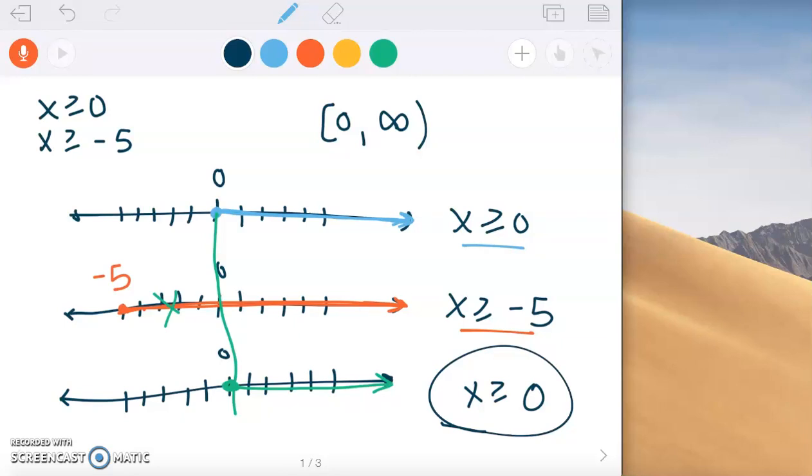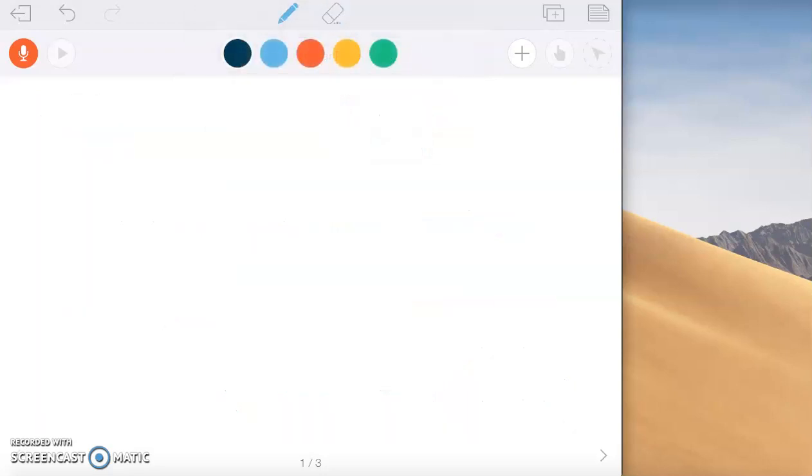So please be very careful with your brackets and parentheses. All right, we're going to go through one more example. This one is x is greater than or equal to 4, and x is less than or equal to -6. Right off the bat, I don't think they're going to intersect. So how do we handle that?